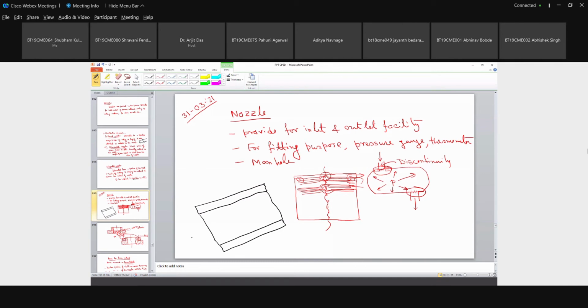So this is the cell. Now suppose here you want to make a nozzle. So what you have to do? You have to make a hole in the cell wall. Clear? So I am removing some portion of the cell wall.